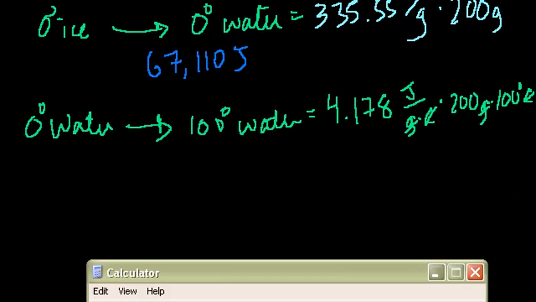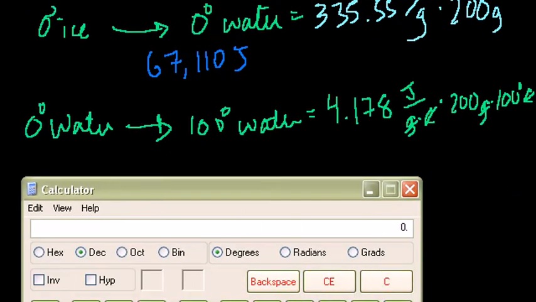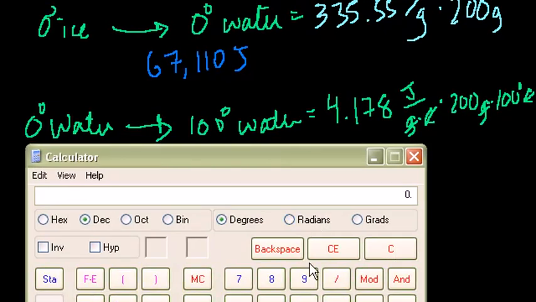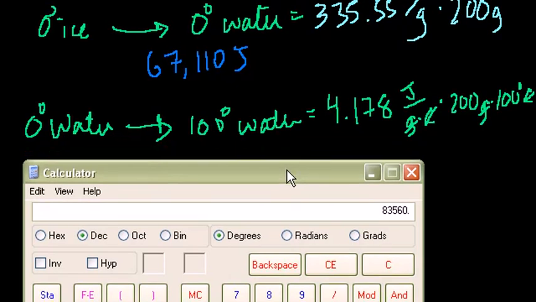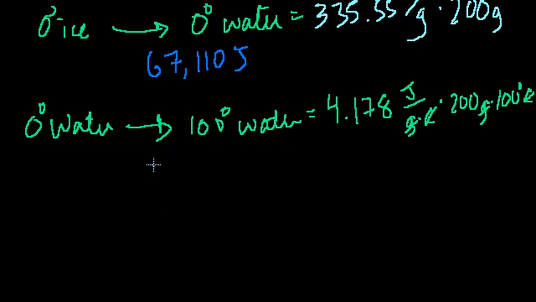So let me get the calculator out. So this stage is going to be 4.178 times 200 times 100 is equal to, nope, I did something wrong. I think I pressed the negative. Oh, I pressed the negative button instead of the times. 4.178 times 200 times 100 is equal to 83,560 joules. Okay? So we get 83,560. Does that look about right?